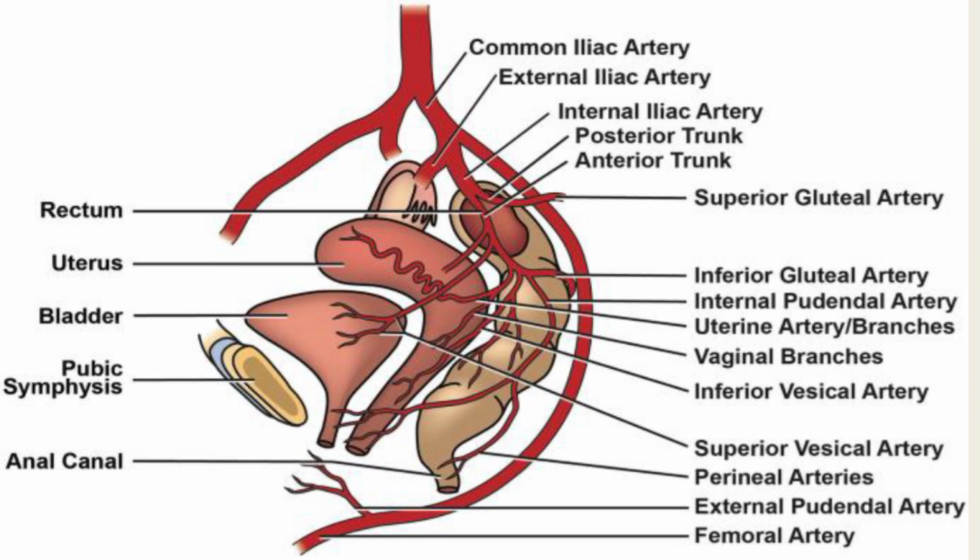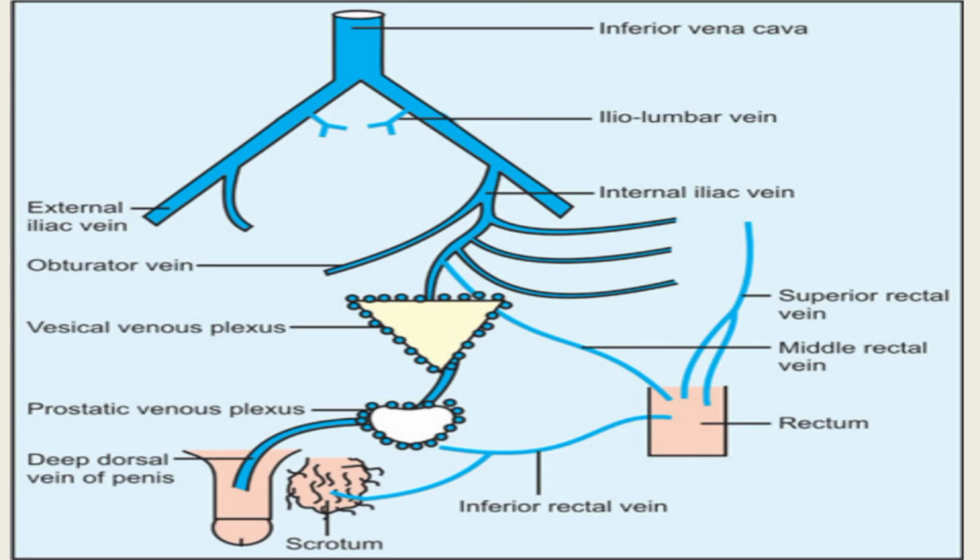This picture is clearly showing the blood supply of the urinary bladder. Here the superior and inferior vesical arteries, branching from the internal iliac artery, supply the bladder, and in females the vaginal arteries contribute, while the venous drainage is shown next. Here you can see the venous drainage. Here is the prostatic venous plexus, then the vesical venous plexus, and ultimately they drain into the internal iliac vein, which further drains into the inferior vena cava.